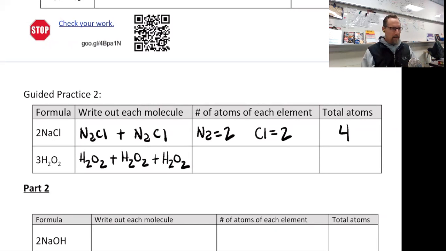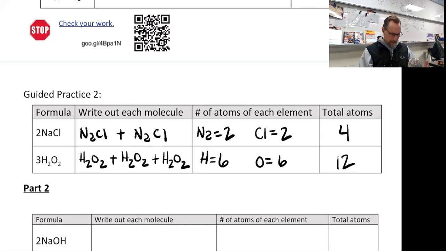Okay, and then I need to count the number of each of those. So there are 3 H2s, so that's going to be 6. And then there are 3 O2s. So my oxygen, there's going to be a total of 6 of those. So total atoms then would be 12 for those.